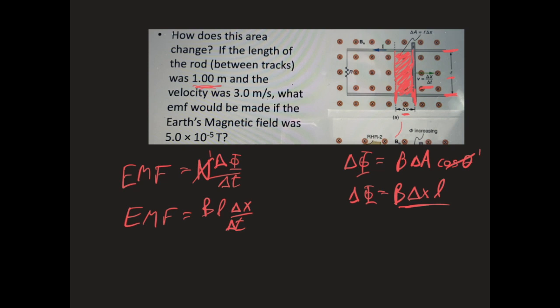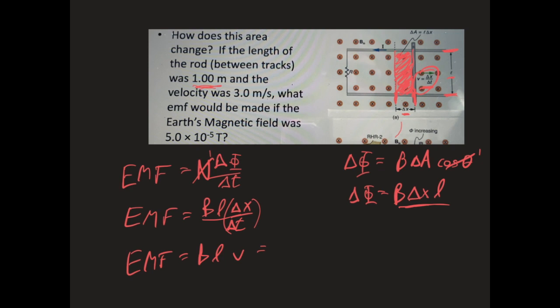Because of how algebra works, I can divide just that last part, that delta t, into the delta x, and that is our velocity. So the EMF is going to equal B times L times V. And all of that's given in the problem. All of that is given information. We can find the induced voltage.